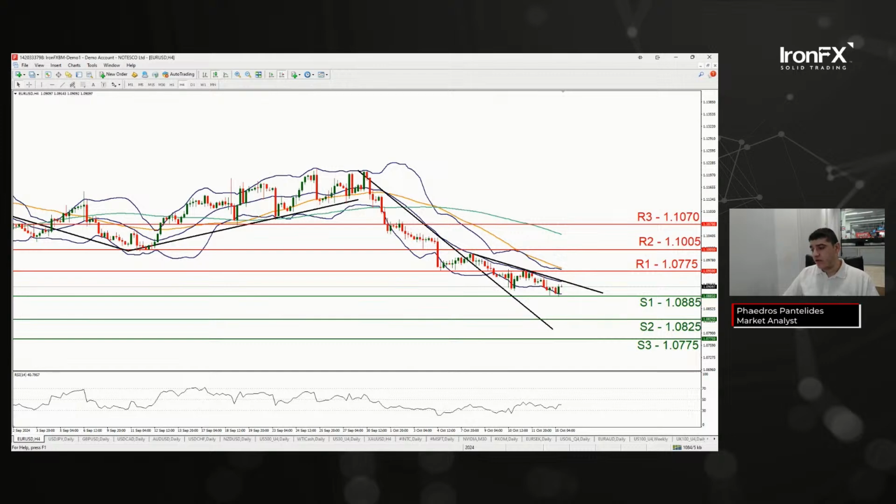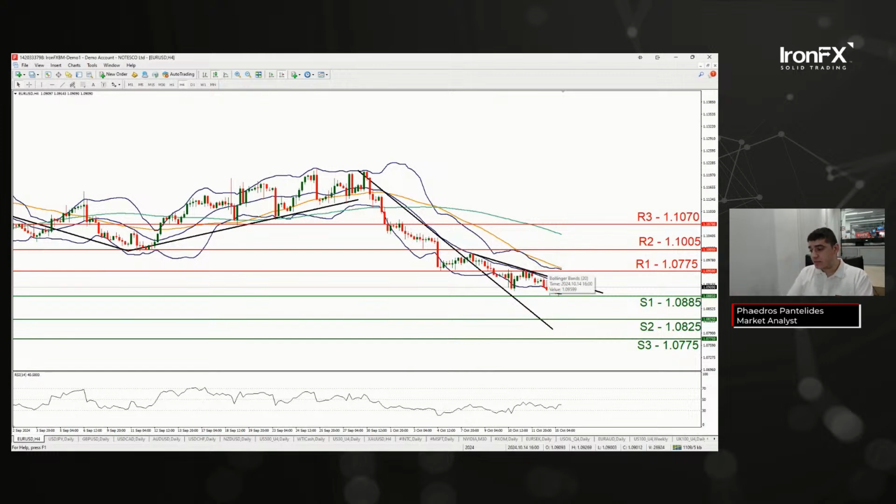Next potential target for the bears could be that S2 support line, which you can see to the right of your screens. Now, in the event that we are wrong, we would like to see a clear break above this downwards moving trend line as a first indication that the downwards momentum has been temporarily suspended.